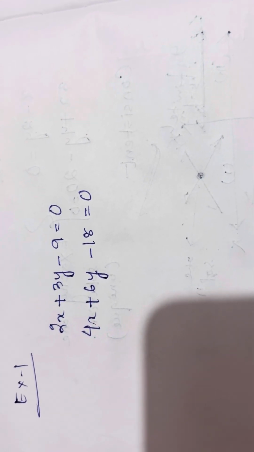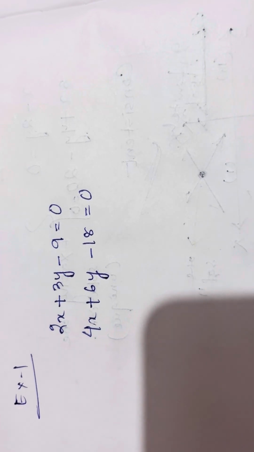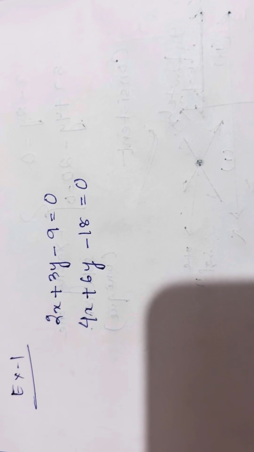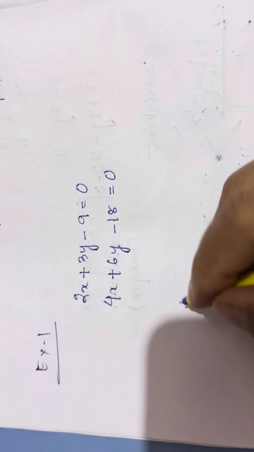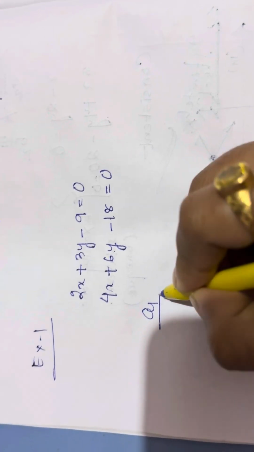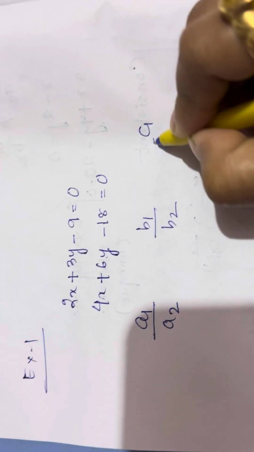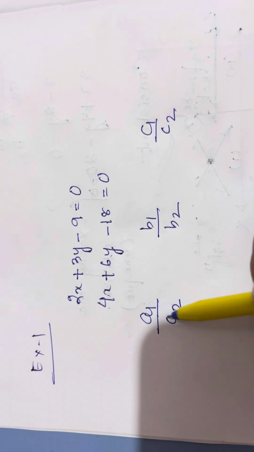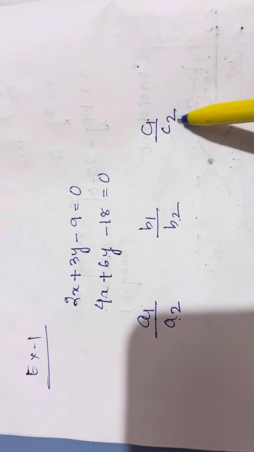In the previous video we discussed that when a1 by a2 is not equal to b1 by b2, then it will be having exactly one solution. That means the lines will intersect with each other. Now let's compare a1 by a2, b1 by b2, c1 by c2. We'll first determine the ratio. Now, what is a1, a2, b1, b2, c1 and c2?